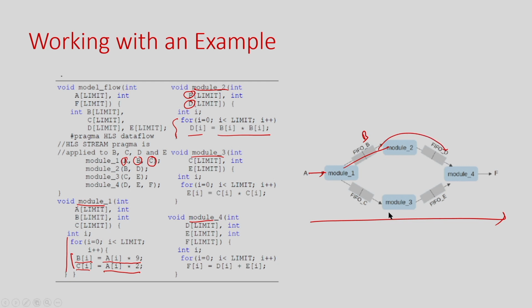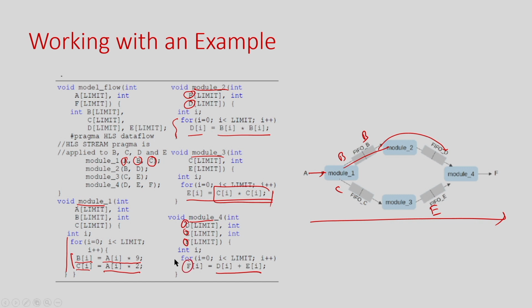Module 3 takes this C which is produced by module 1. So, this C is getting consumed here and it is producing E using this equation, again it is doing C star Ci. Whatever Ci is coming, it will do a multiplication of that and produce E. And finally, module 4 is going to consume this D and E and it is producing F, just doing Di plus Ei to produce Fi.